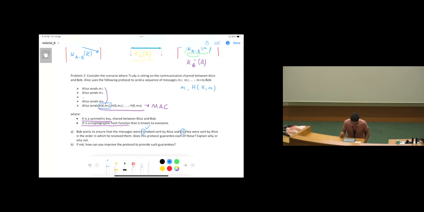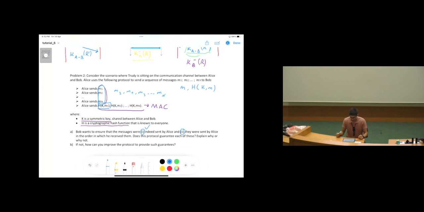And let's look at the second one. They were sent by Alice in the order in which he received them. So if Trudy is now sitting on the communication channel between them, she can just block all these messages. In other words, she can just take them and block them. Now she has all the messages from M1 to Mn. And then she can replay them to Bob in any order she wishes. She can replay, for instance, M2, M1, M3, and all the way to Mn, or any arbitrary order that she wishes.